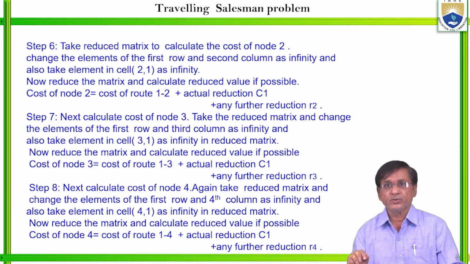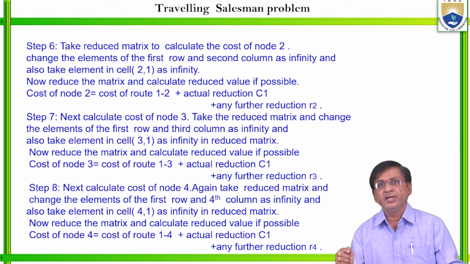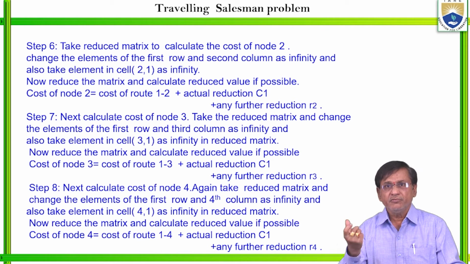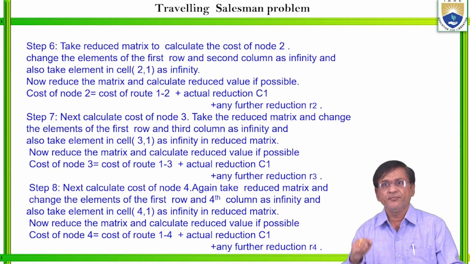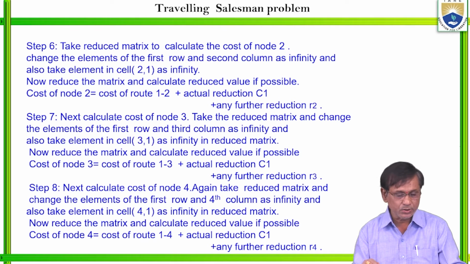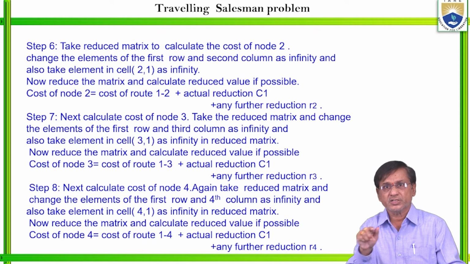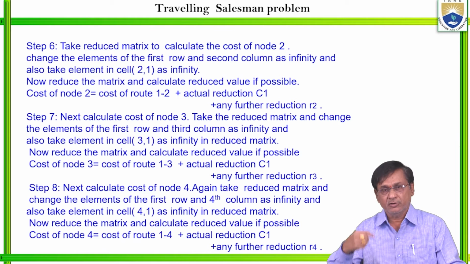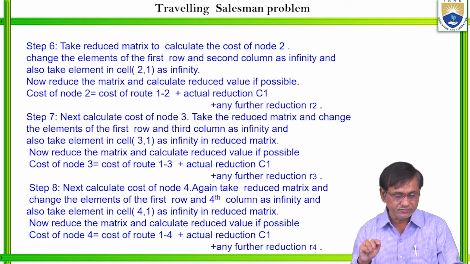Then again we have to calculate the cost of node 3. For calculating the cost of node 3, we have to check if there is any possibility to reduce the matrix further. If it is possible, we can reduce it. Now, the cost of node 3 is equal to the cost of route 1 to 3 plus the actual reduction C1 plus any further reduction corresponding to the revised matrix. So by adding these three, we will get the cost of node 3.